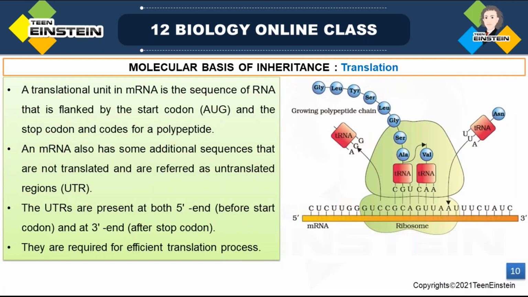Then in translation, another point is the translational unit in mRNA. In a translation unit in mRNA, it is flanked by a start codon and a stop codon. The start codon AUG codes for methionine, which acts as the start codon. So in a sequence of mRNA, there will be a start codon and a stop codon.